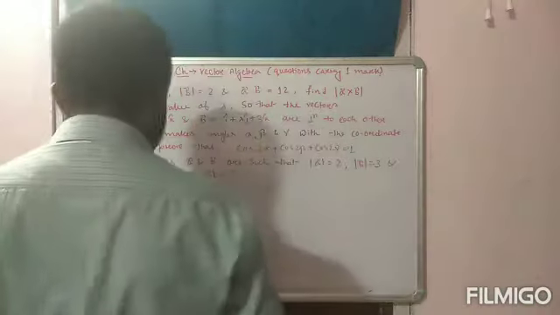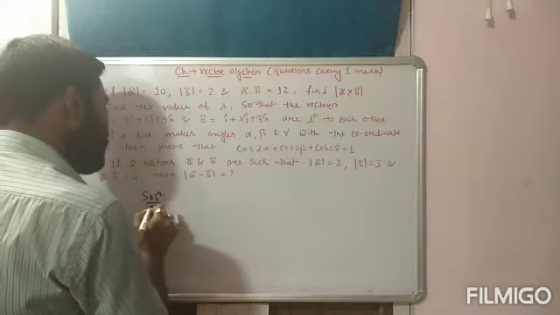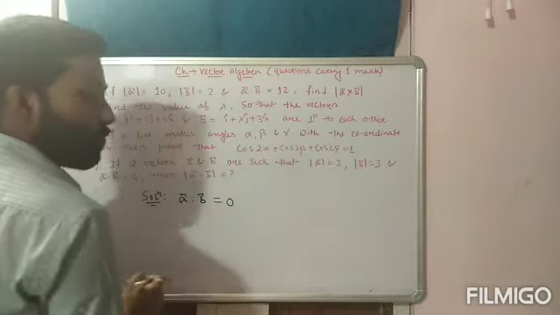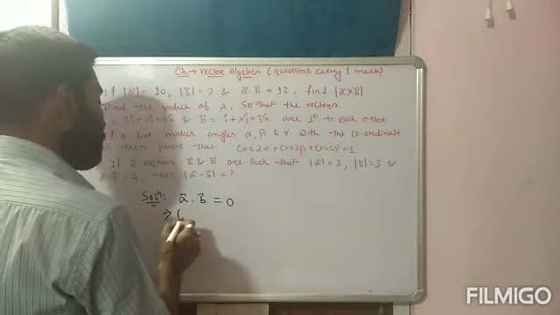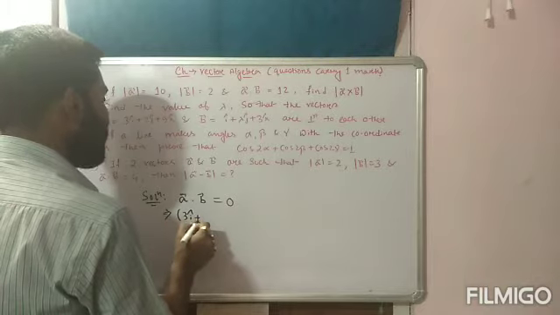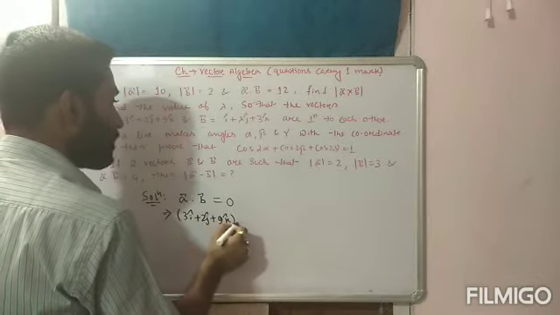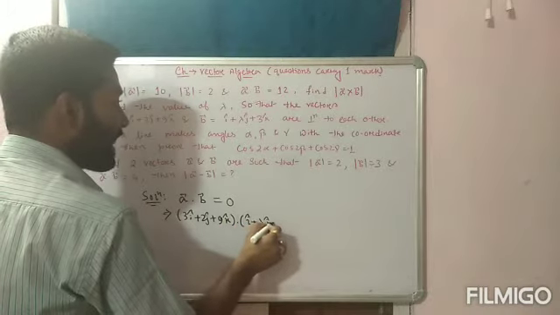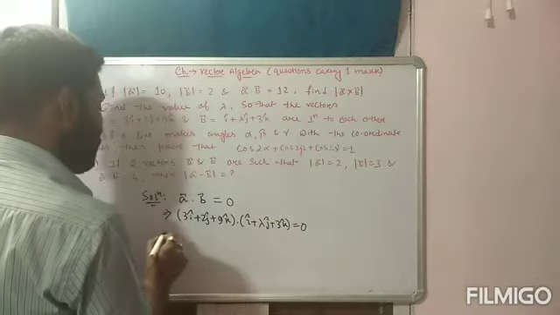Now we all know, if two vectors are perpendicular to each other, then the dot product of the two vectors is equal to 0. Yes, that means A bar dot B bar is equal to 0. Now put the value, that is 3i cap plus 2j cap plus 9k cap dot i cap plus lambda j cap plus 3k cap, this is equal to 0.